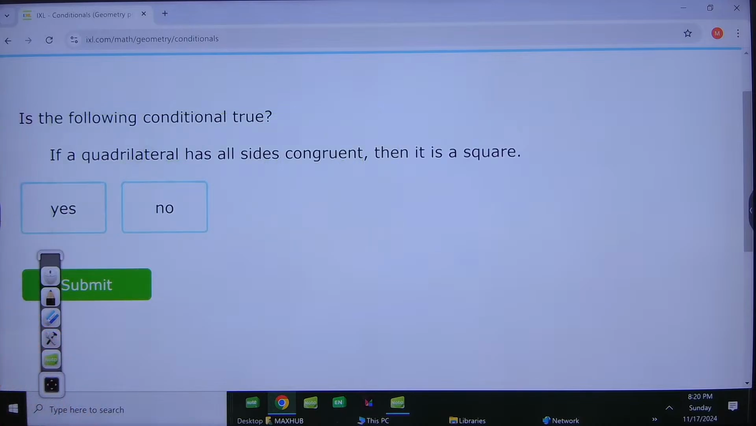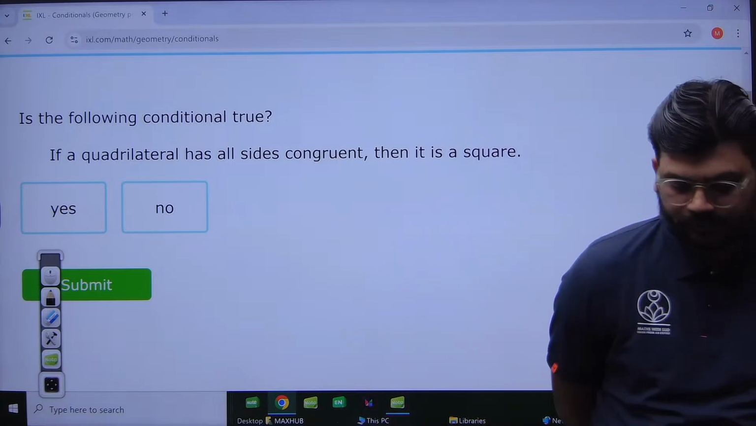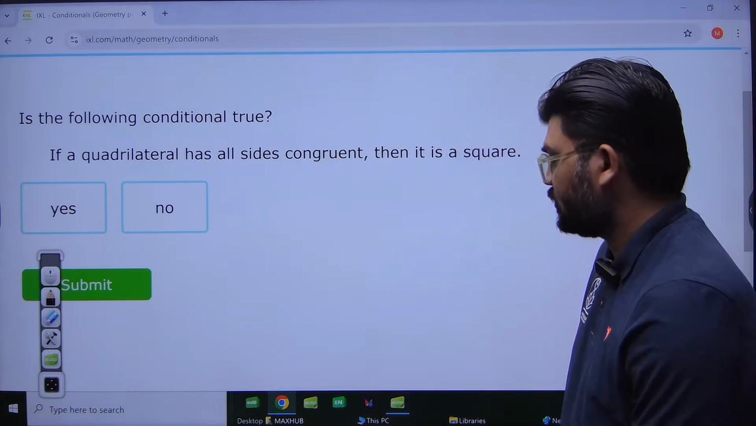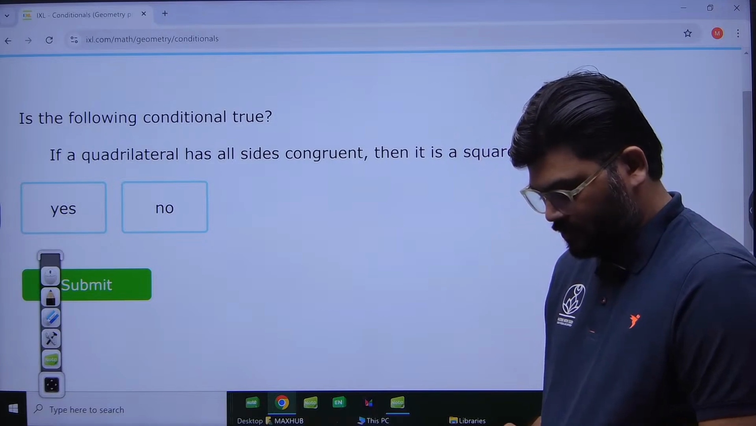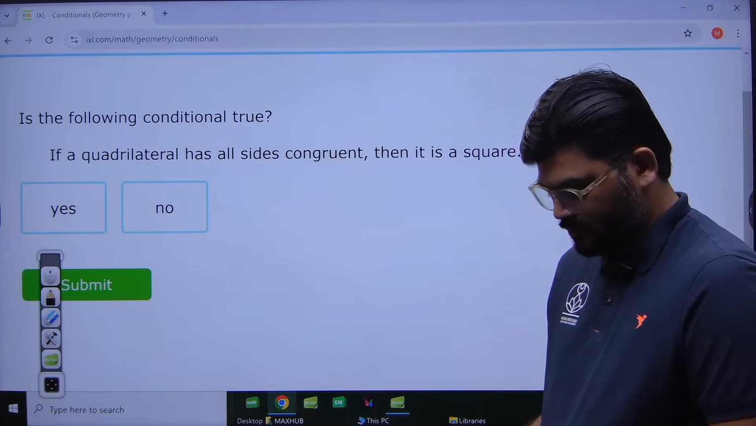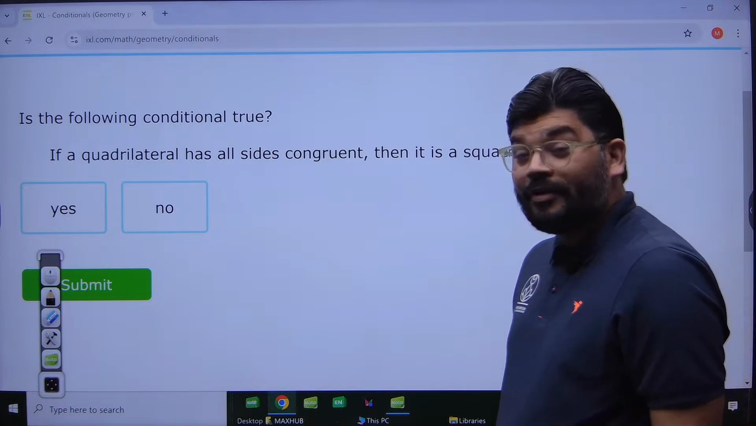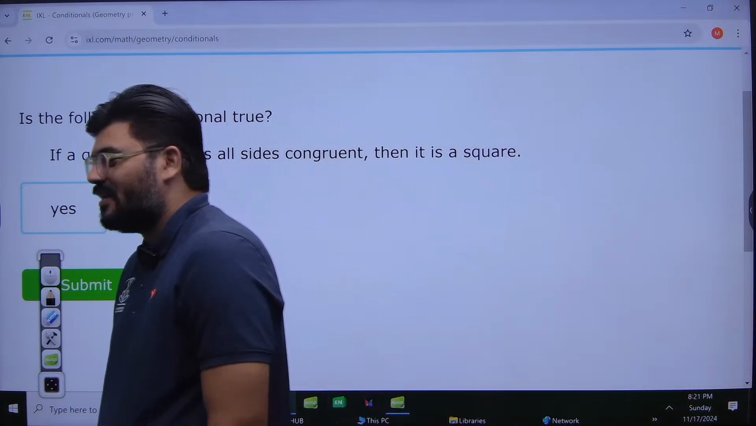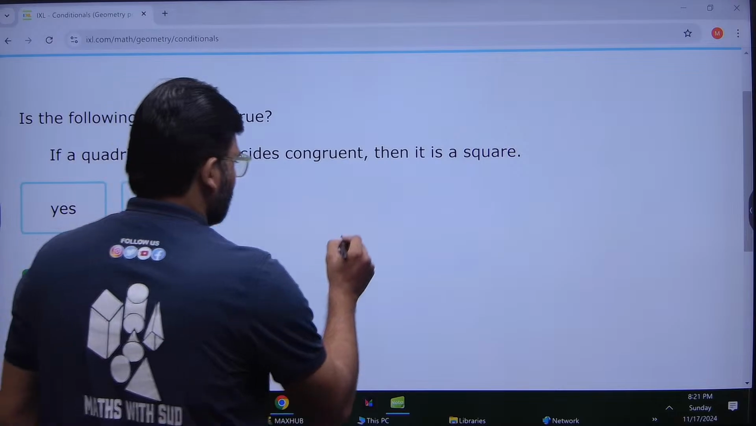Is the following condition true? If a quadrilateral has all sides congruent, then it is a square. Yes. Okay. Can I give a counter example? Tell me about rhombus. Oh, I forgot about those. You don't know what is a rhombus? Yeah, I forgot that they existed also.